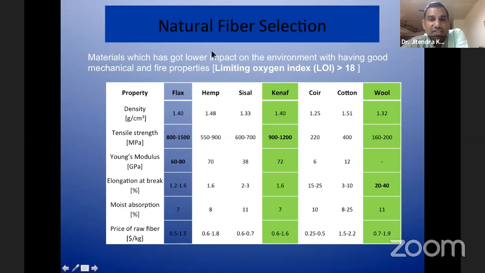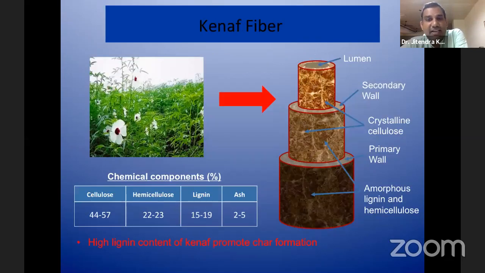So you just check in a laboratory what the limiting oxygen index is. That is the most important criterion. It should be greater than 18. So this kenaf fiber comes from the kenaf tree, which is most widely found in hilly areas.